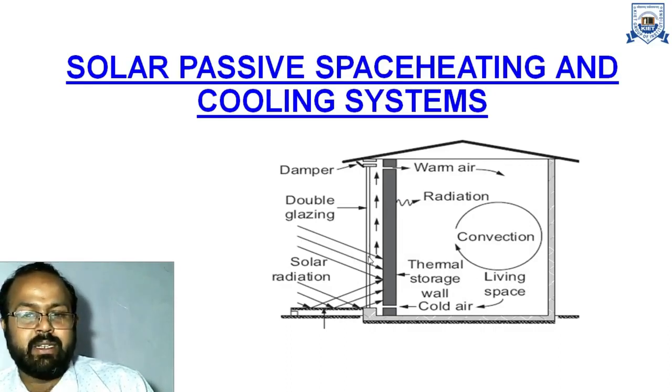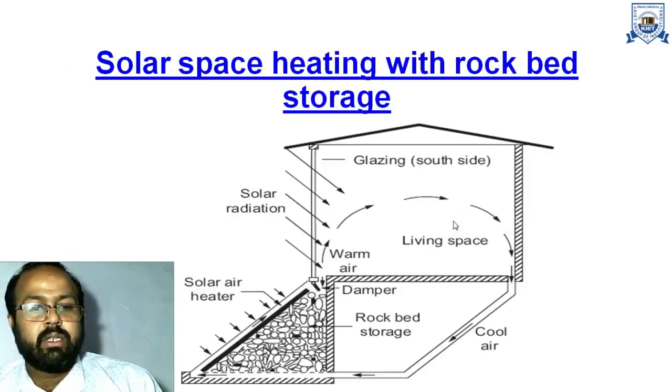Whenever we use the glazing, the radiant energy comes into this chamber, and through the absorber wall and the thermal storage system, they heat the inside air, and the warm air is regulated in the particular chamber. So space heating occurs in this particular process.